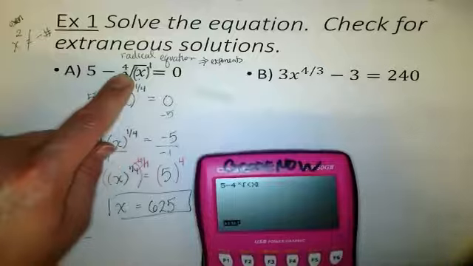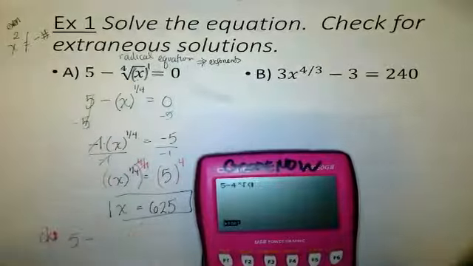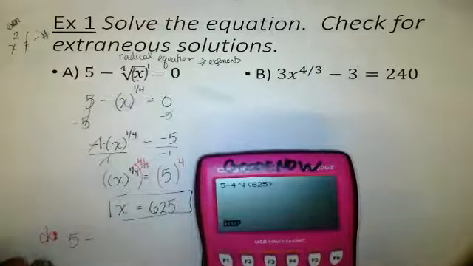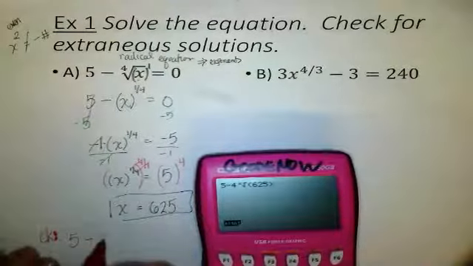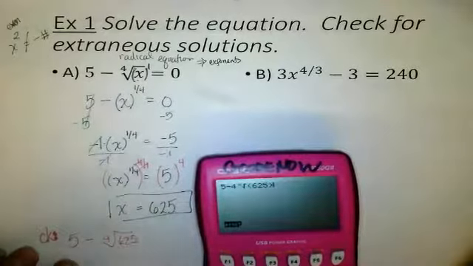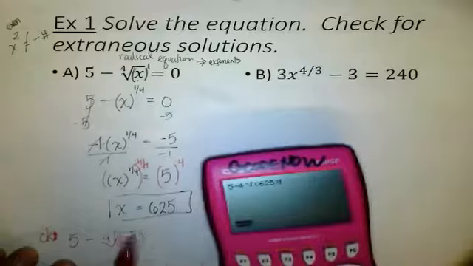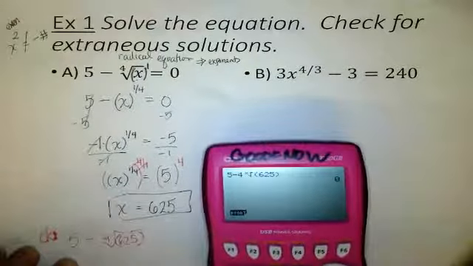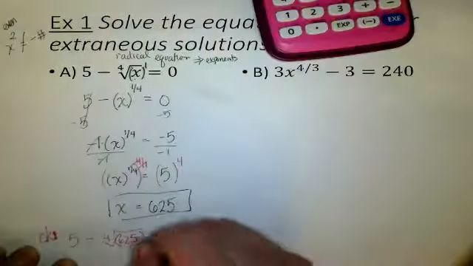What is my x value? 625. Yeah, 625. So I'm going to put that in parentheses so that the calculator knows 4th root of 625. And I put that in parentheses. If you have a TI, you can see that it equals 0 when I pressed enter, so that's good.